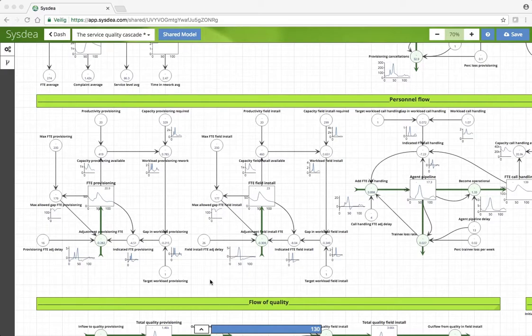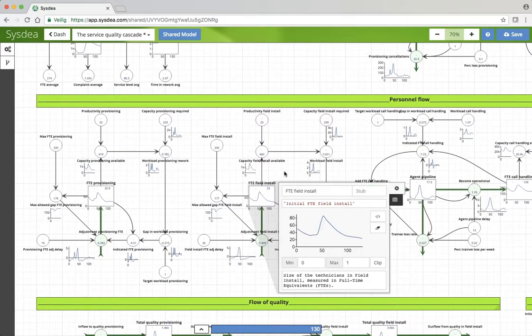Basically, all FTE, all full-time equivalents, are managed here by a pretty simple first-order negative feedback process. So you have a certain target that you want to hit, and you try to hit it over a certain delay, and there are some caps on it. There are certain maximum numbers of staff that you can hire. So if we take field install or provisioning, they're quite identical.